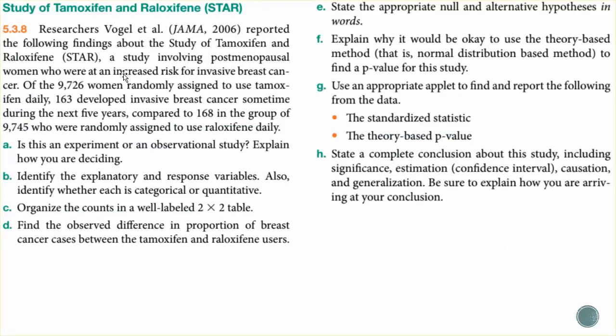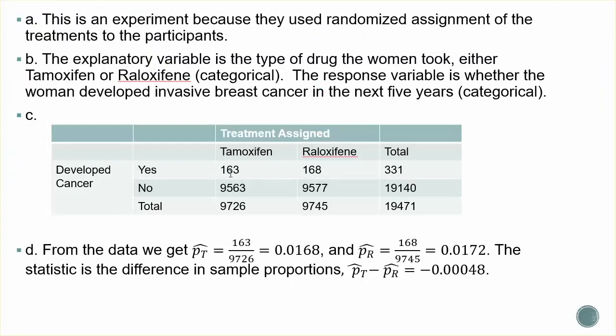And here's the data. We took these numbers from the study, and then we just put it into a table. So there were 9,726 who took tamoxifen, 163 developed the breast cancer, and you can subtract these two numbers to find the number that didn't. They don't give you that number, but you can subtract it. And then the raloxifene, 9,745 got that drug, 168 developed the cancer, and then you can subtract them to get that. So that's how these numbers come from.